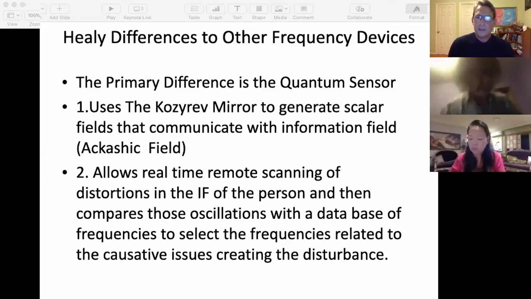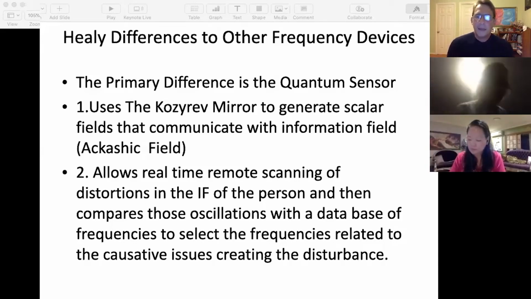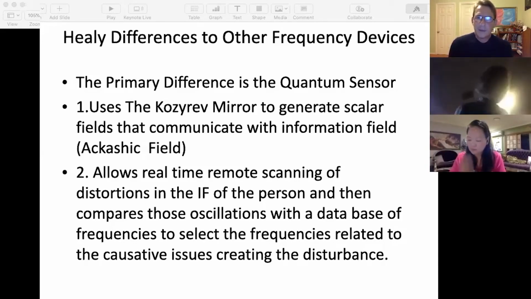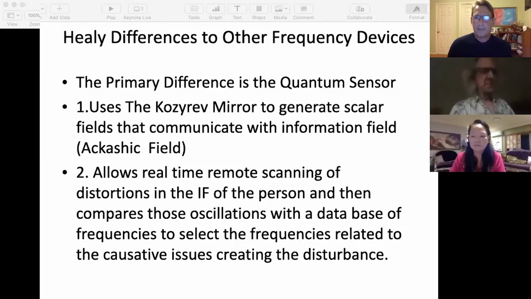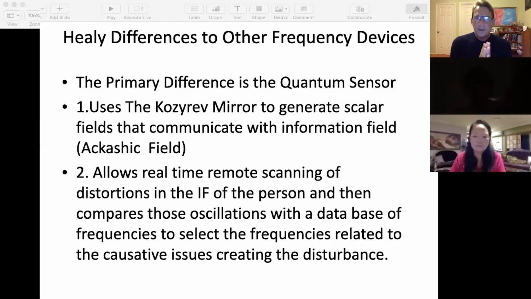So what makes this quantum sensor so important and so critically different to all the other types of devices that are out there? It's this key thing here, and it's called the Kozyrev mirror. The Kozyrev mirror is a type of shielding inside the device. It's like a little chamber, and this particular chamber is capable of doing two very important things. The circuitry of the unit is enclosed in this chamber.